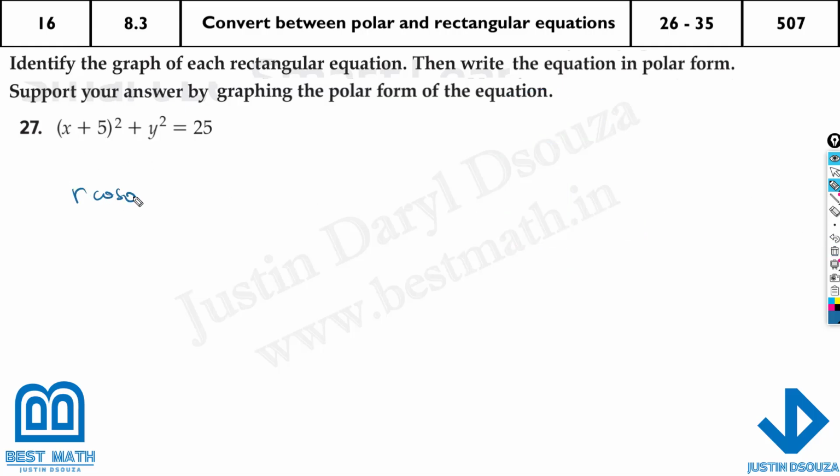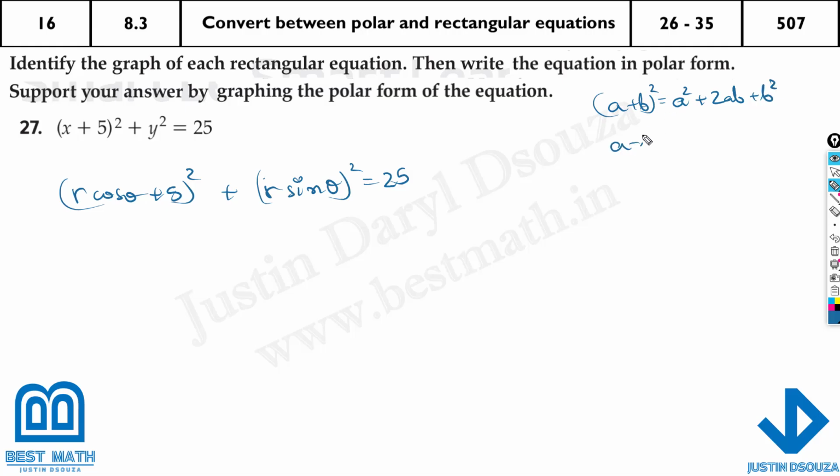R cosine theta plus 5, the whole square, plus r sine theta the whole square equals 25. We need to simplify this. Now here, this is plus whole square. That's binomial. That is like a plus b the whole square. I hope you remember the identity. It's a squared plus 2ab plus b squared. If at all you add minus in the middle, then it'll be a squared minus 2 times ab plus b squared. Now then, we will expand this accordingly.